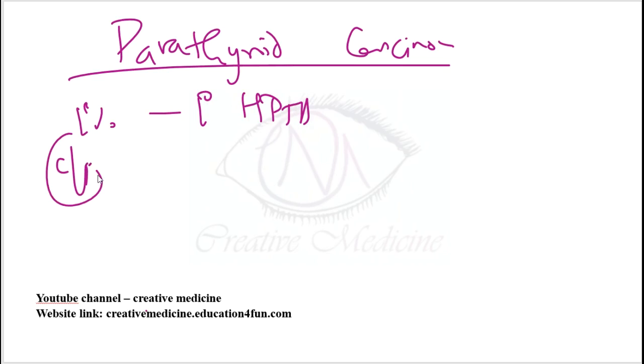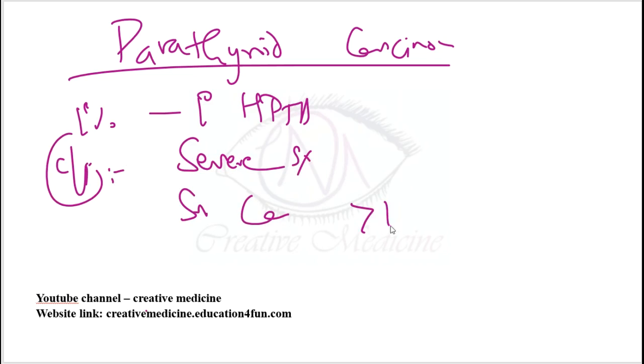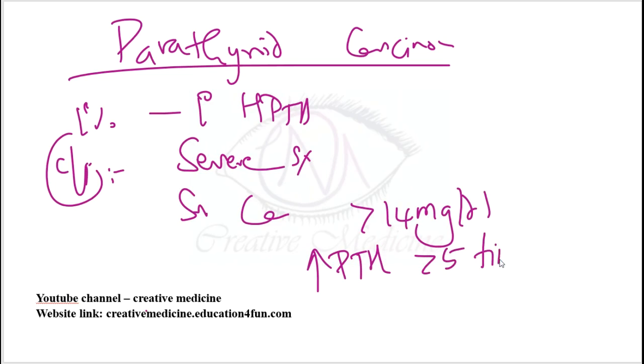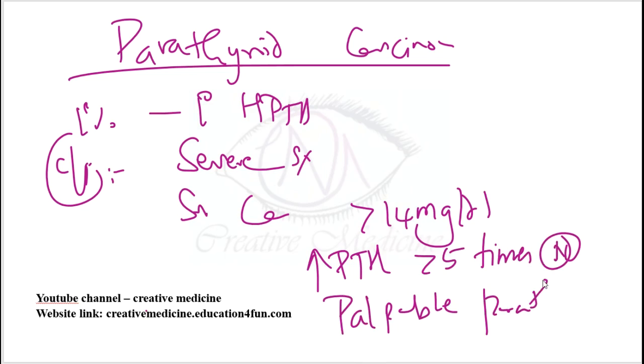If you see the clinical features here, the symptoms will be very severe. The serum calcium levels will be very high, more than 14 milligram per deciliter. Increased parathormone will be there, almost 4 times normal, and the parathyroid gland is palpable in these patients.